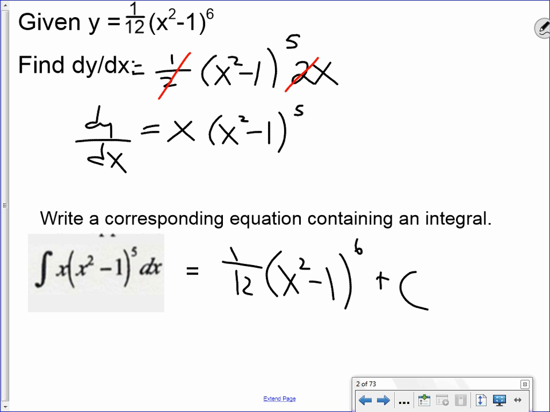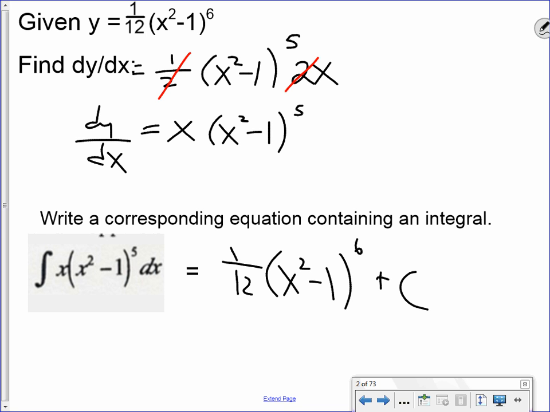If the derivative of 1/12 (x squared minus 1) to the 6th is x times (x squared minus 1) to the 5th, then the antiderivative of this is that. Right? They're inverses of one another. What one does, the other undoes. But guess what? You're not always going to have something like that to look up to get the answer.